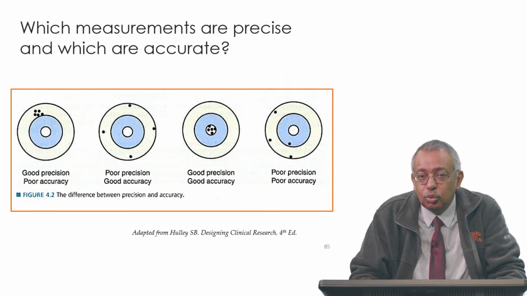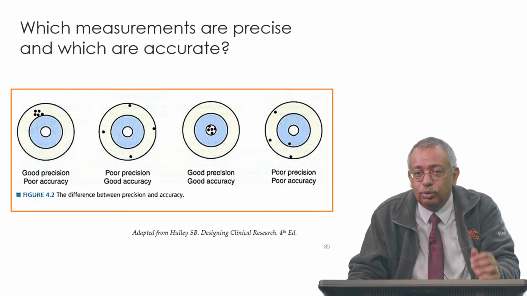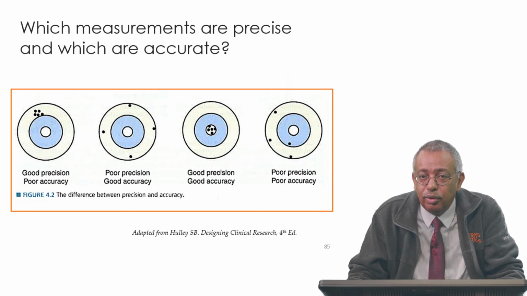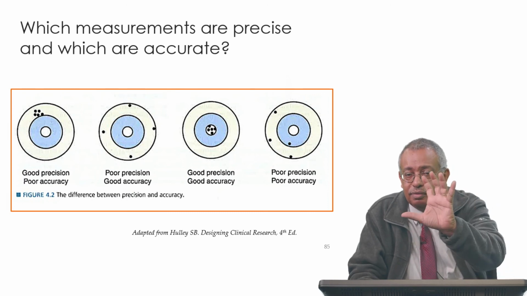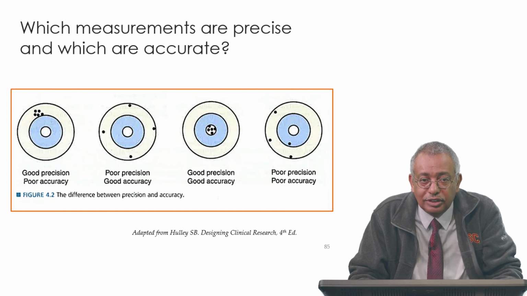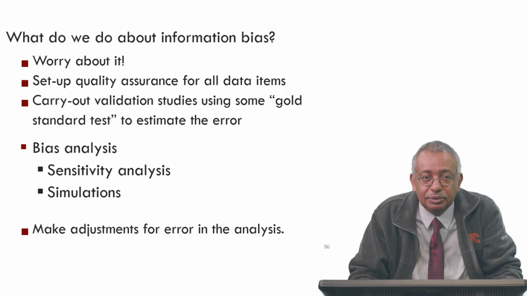The third one essentially has the best: good precision and good accuracy. You're hitting the right target. And then with poor precision and poor accuracy, you're all over the place, but you're only on one side of the circle, and therefore, even on average, you're not going to be right. So I think these are very clear indications of the difference between precision and accuracy.